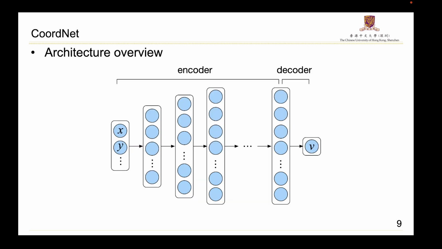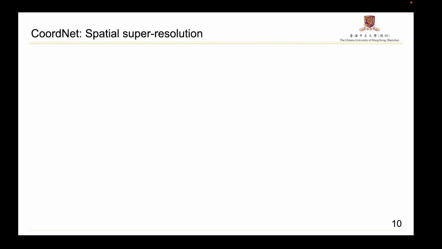Next, we show the architectural overview of our approach. It follows an encoder-decoder structure. Given a set of coordinates, we use multiple layers as an encoder to encode the low-dimensional coordinates into a high-dimensional vector, and then we follow with one linear layer as a decoder to decode the high-dimensional vector into the corresponding value. And here we talk about how we can apply this simple but powerful architecture to different scientific visualization tasks.